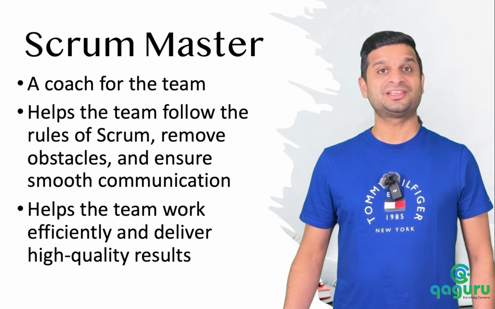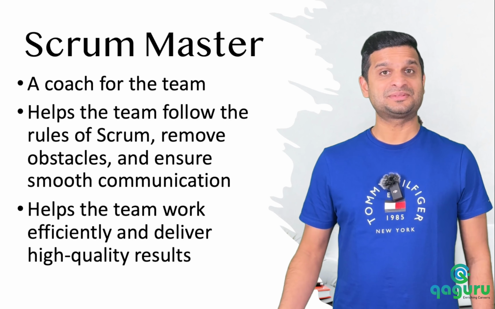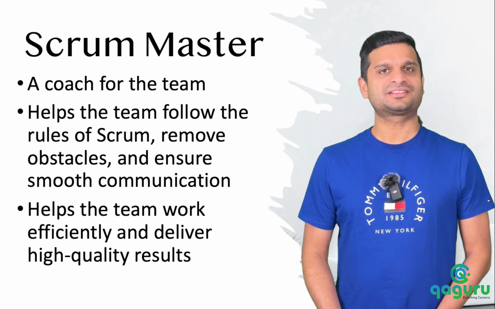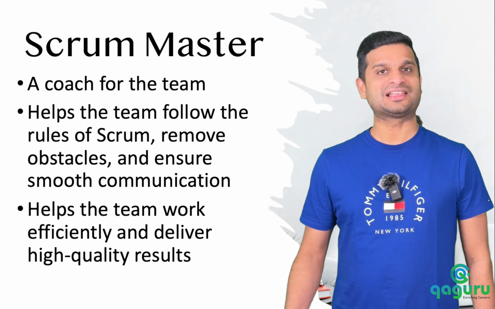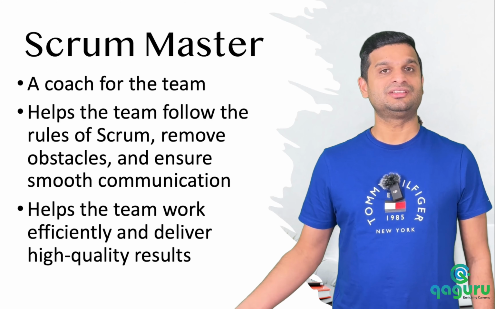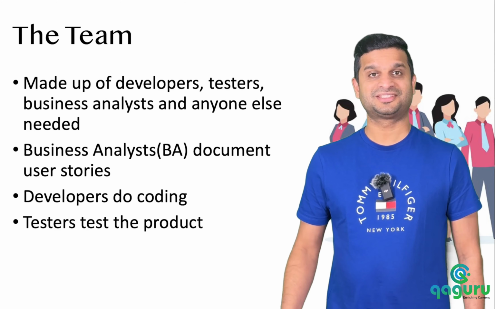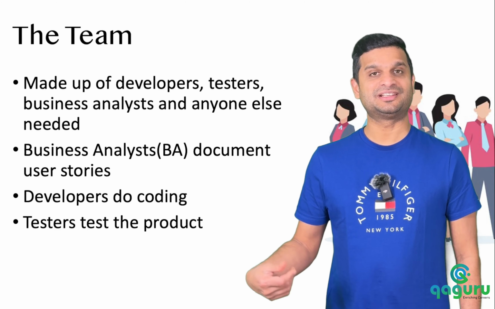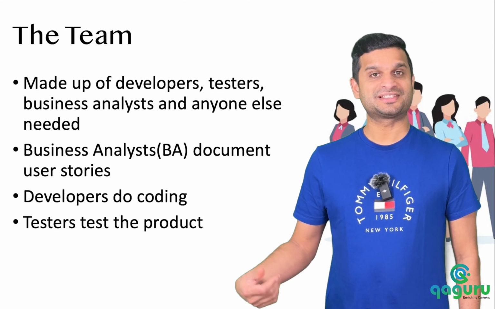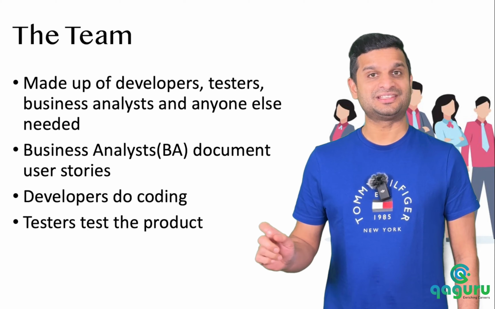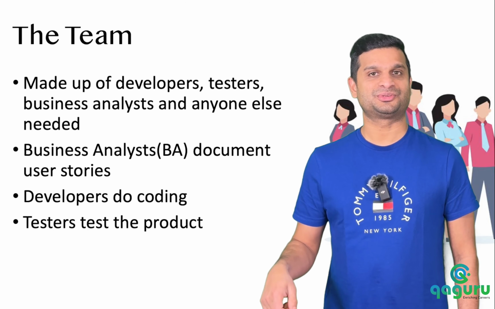A Scrum Master is like a coach for the team and helps the team follow rules of Scrum, remove any obstacles, and ensure smooth communication. That is, a Scrum Master is a facilitator who assists the team in working efficiently and achieving high quality results. The Scrum team is made up of developers, testers, BAs, and anyone else needed. BAs or business analysts document user stories, developers do coding, and testers test the product against the user stories.